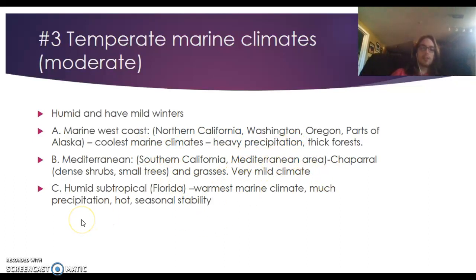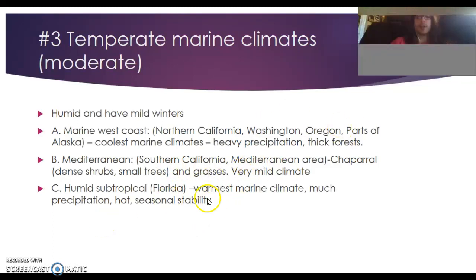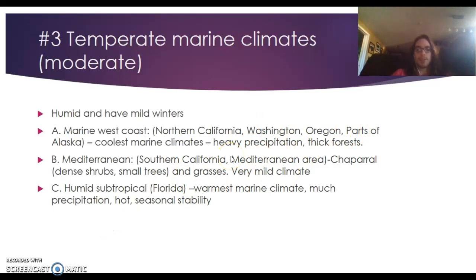And then the last one is humid subtropical. And so we're going to think of Florida for that one. It's the warmest marine climate, a lot of precipitation, a lot of heat, and then some seasonal stability. You're going to see like storms, but between January and July, there's not much change in the climate. So those temperate marine climates are very mild.